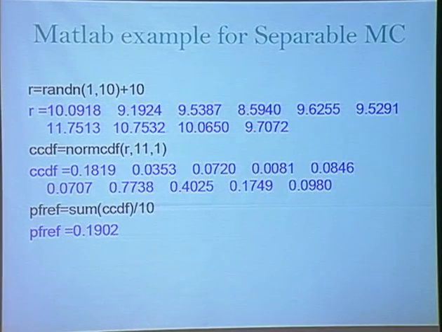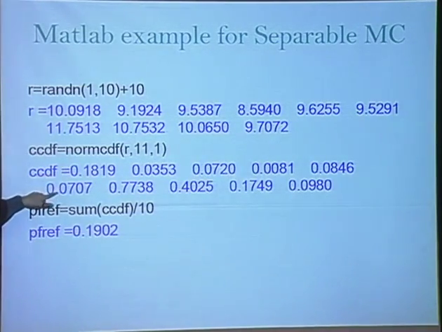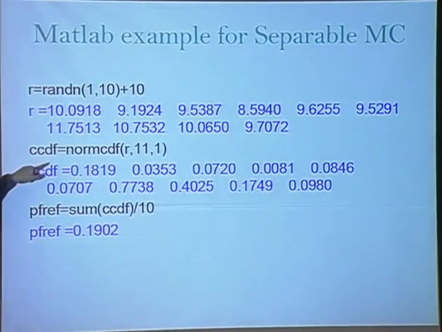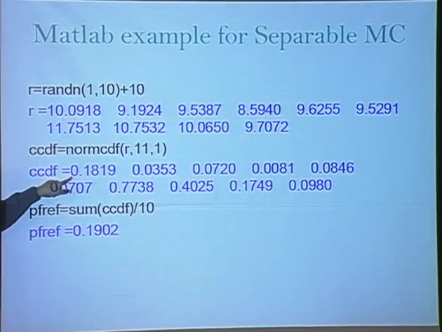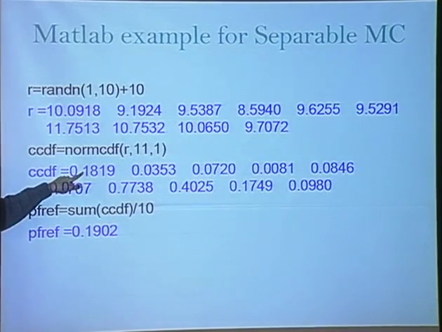Here is how I would do the same thing with the separable Monte Carlo simulation. This time I limited myself only to 10 samples to show you that even with 10, I can get numbers that are not unreasonable. So I generated the response, and then for each value of the response, I calculated the CDF of the capacity, and these are the values. And basically what they say is that with 10.918, the probability of failure is 18%.